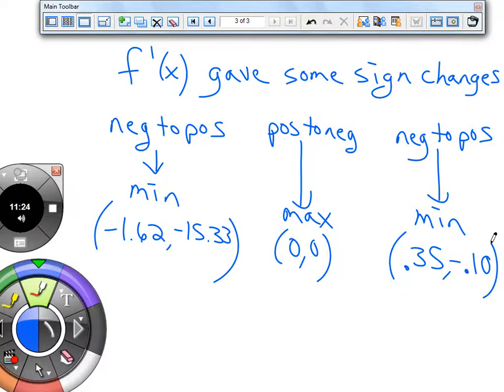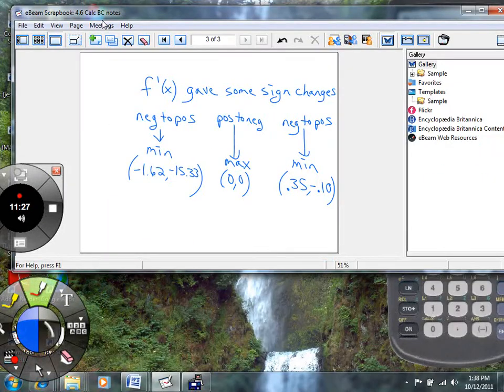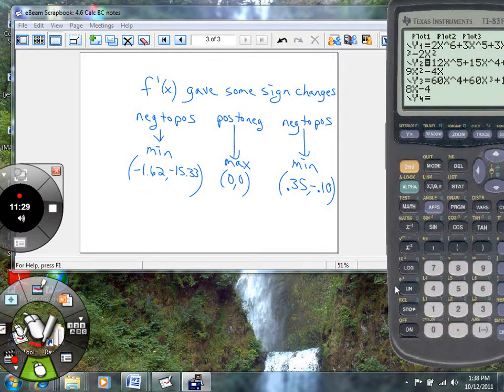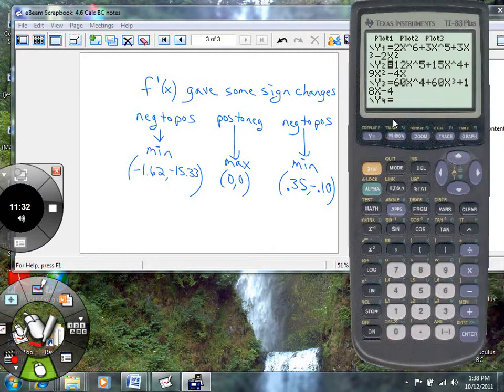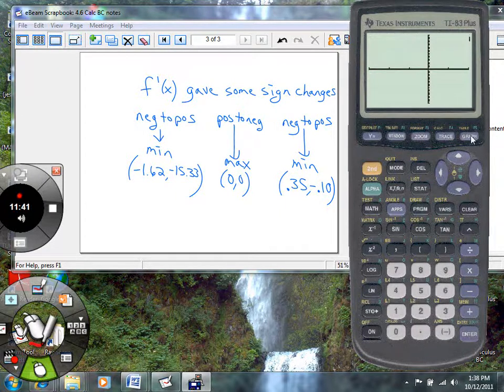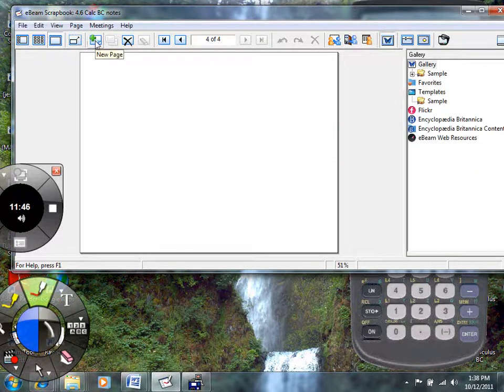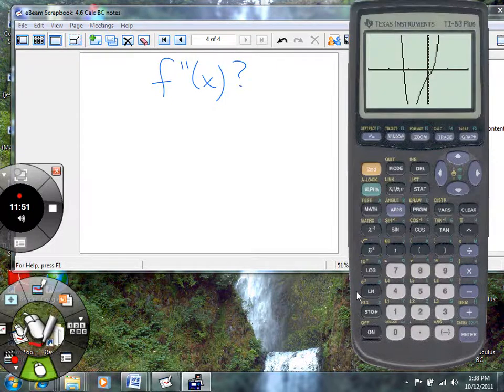Now, what about the second derivatives? Well, we go to our graph and we go ahead and unhighlight the first derivative. I'm going to highlight the second derivative. So we can go ahead and graph it. And again, now we're looking at what's going on with the second derivative. So the graph shows, it looks like there are some sign changes. So let's go ahead and figure out that spot where there's a sign change.